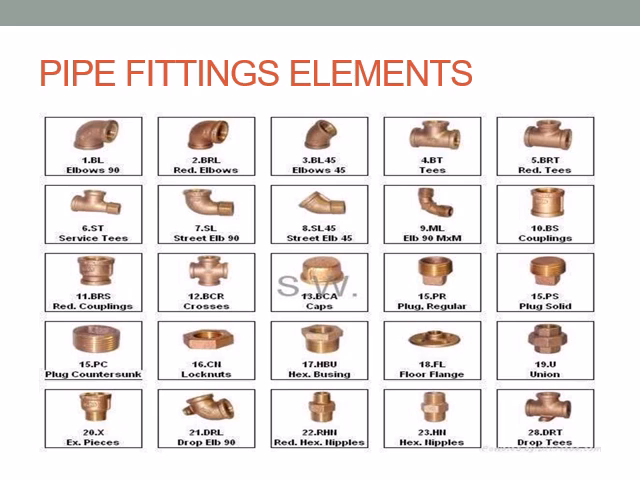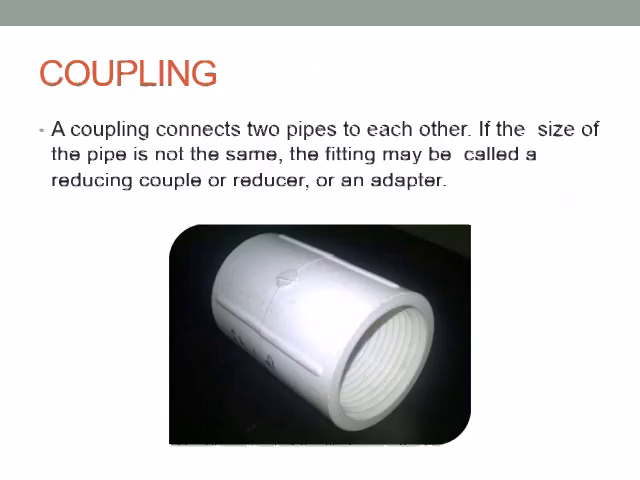So these are some of the fittings that are used to connect the pipes. The first main type is the coupling, which connects two pipes to each other. If the size of the pipes is not the same, the fitting may be called a reducing coupler, a reducer, or an adapter.